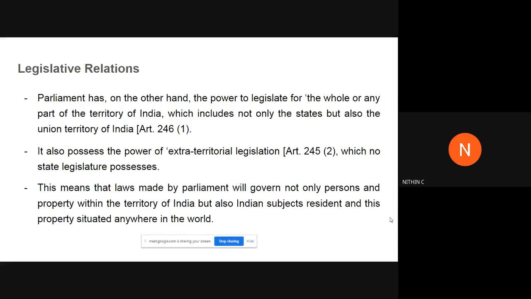Okay. It also possesses the power of extraterritorial legislation, which no state legislature possesses. This means that the laws made by parliament will govern not only persons and property within the territory of India but also Indian subjects resident, and property situated, anywhere in the world. So this is extraterritorial legislation. That is, for any person who is living outside India also, if he is a citizen of India, that particular rule has to be followed by him also, as he is part of India.